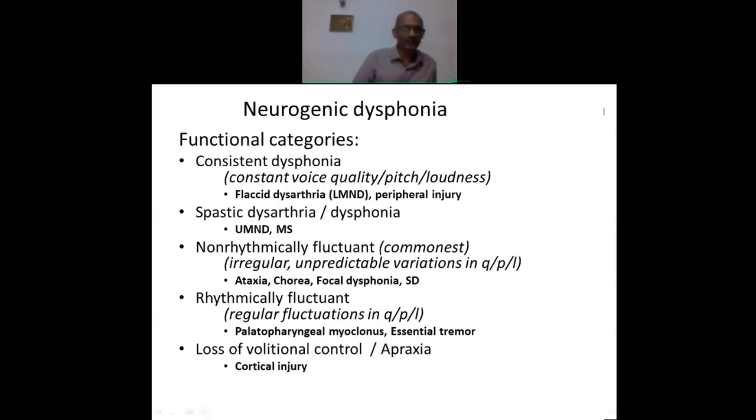And then there is a total loss of volitional control, that is cranial injury. So these are the various classes of neurogenic dysphonia: consistent type, spastic type, non-rhythmic fluctuant type, rhythmic fluctuant type, and loss of control. The importance here is that just by taking the history and listening to the voice and speech, even though you're not a neurologist, you could still form a diagnosis.